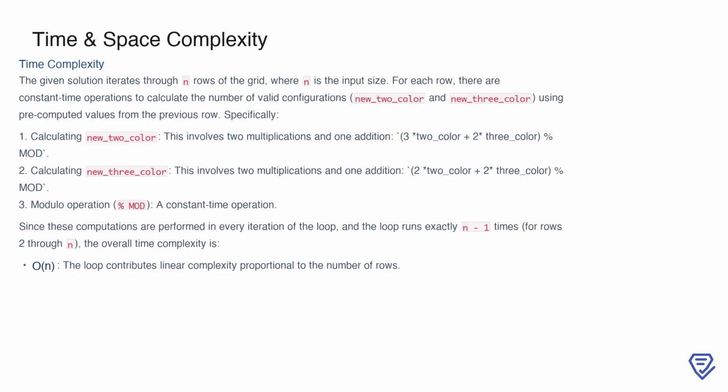Within each iteration, we compute the new values for 2_color and 3_color using simple arithmetic operations, such as addition, multiplication, and modulo, all of which are constant time operations. These updates and assignments also take O(1) for each iteration. Finally, the return statement calculates the result as 2_color plus 3_color, modulo mod, which is another O(1) operation. Since the loop dominates the overall runtime, the total time complexity of the solution is O(n).